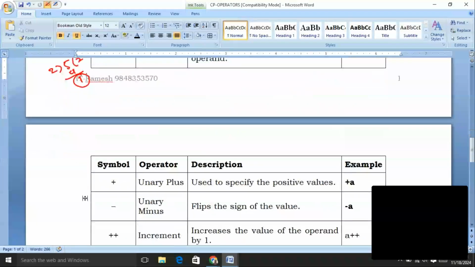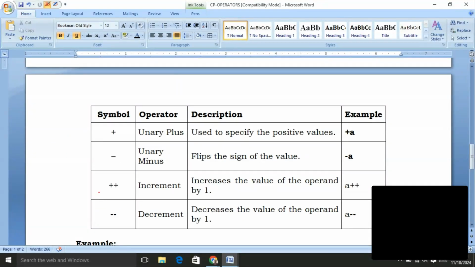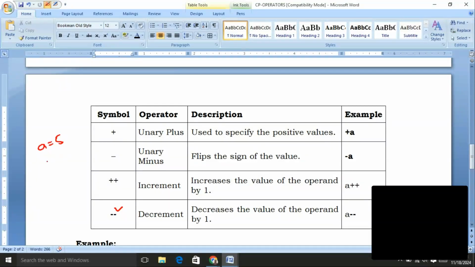The next one is the unary plus and unary minus, and plus plus. This is the increment by 1 and this is the decrement by 1. That means a value equal to 5. A plus plus means a equal to a plus 1. In the same way, a minus minus means a equal to a minus 1.